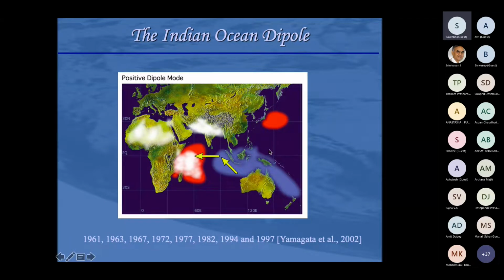This has occurred in many years, and the older years are listed here: 61, 63, 67, 72, 77, 82, 94, and 97. And recently we had a very strong IOD in 2019. We also had one in 2016 and so on. So these events are occurring, and they affect the climate and weather of this region. So it is becoming important.